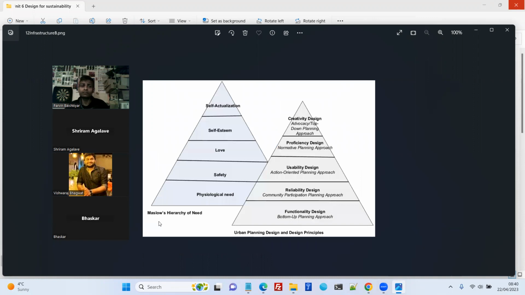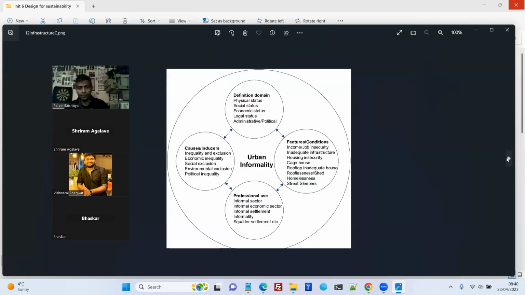There are, of course, psychologists who have studied what people need: psychological needs, safety needs, love needs, and this is called a triangle, right? And especially urban planning, creativity design, proficiency design, usability design, reliability, and functionality. It starts with functional, like I need a house, but then it goes up the cycle. You have to think a lot.